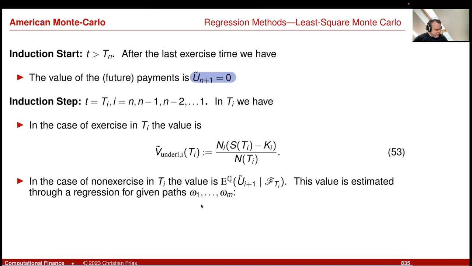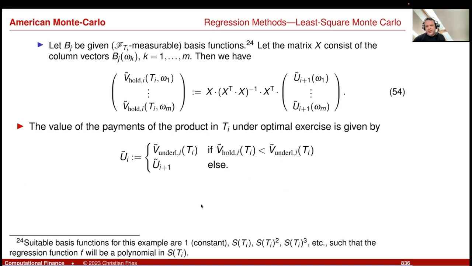Then we go step by step backward. Backward algorithm means that we go backward over time here. You calculate the underlying value, which is your payoff if you would exercise at time t_i, and you compare this with the conditional expectation operator applied to your random variable U. This is just the backward algorithm. How do I approximate this conditional expectation? I approximate this by calculating this v hold. So I'm not exercising, I'm holding the option, so I continue.